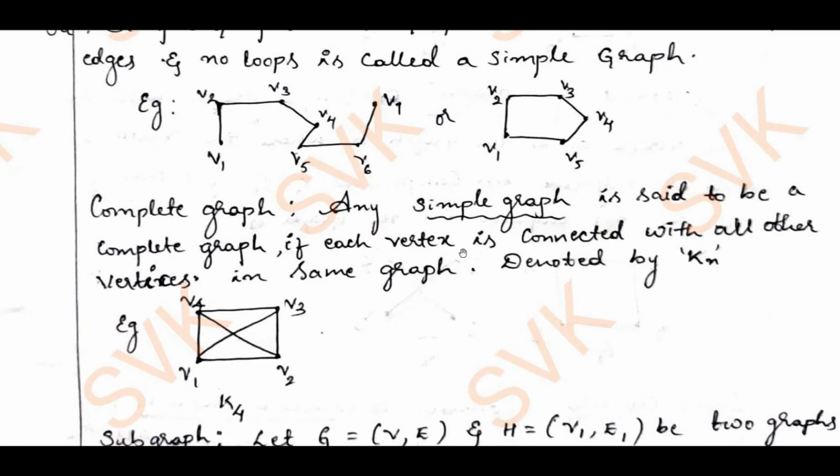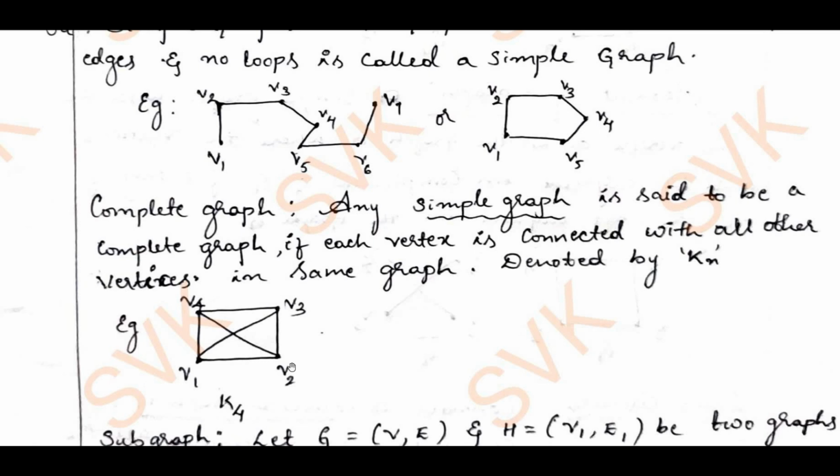Here I have taken K4. It is denoted by Kn, K suffix n. So I have considered K4. In K4, 4 represents the number of vertices. So I have considered a 4 vertices graph: V1, V2, V3, V4. Here V1 is connected with all the 3 remaining vertices: V1 is connected to V2, V3, V4. V2 is connected with V1, V4, V3. V3 is connected with V4, V1, V2. Similarly, V4 will be connected with all the 3 remaining vertices.